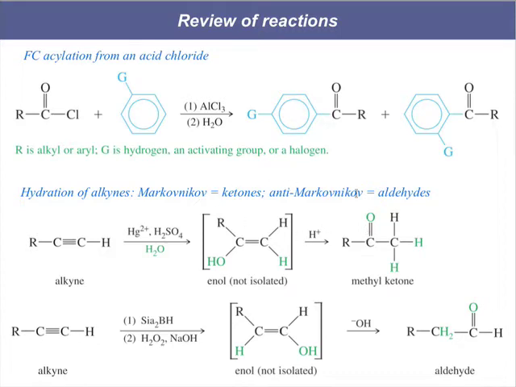If we go anti-Markovnikov, using the disiamylborane reagent, that goes the opposite direction, putting the OH on the less substituted carbon and the H on the more substituted carbon. That's still an enol. Then we tautomerize our alcohol into the carbonyl. We end up with an aldehyde instead of a ketone.